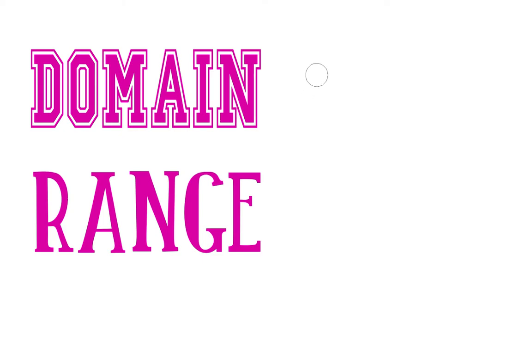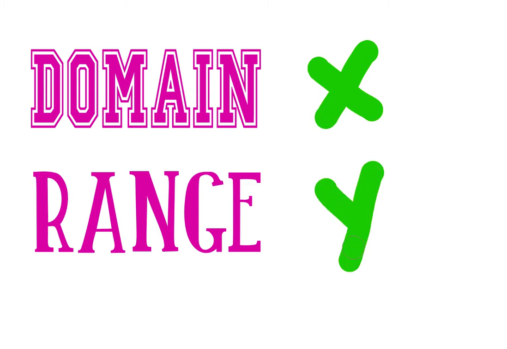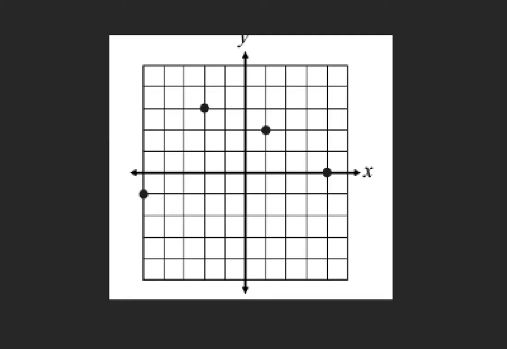Right off the bat, I want you to get into your head that domain is always going to be X and range is always going to be Y. As long as you know those quick little tips, you'll always know that you're looking for an X value for domain and a Y value for range. So let's look at some problems.